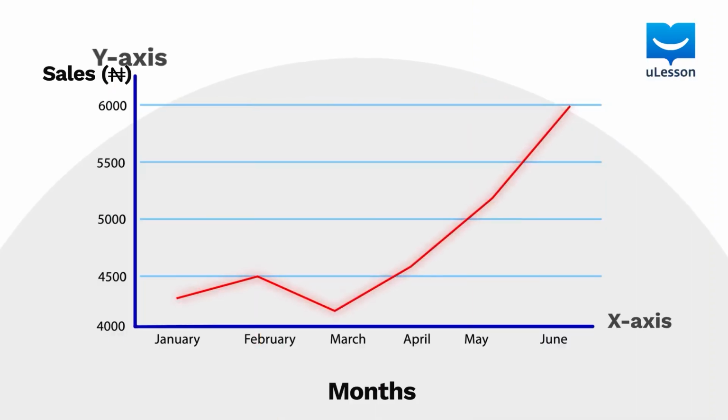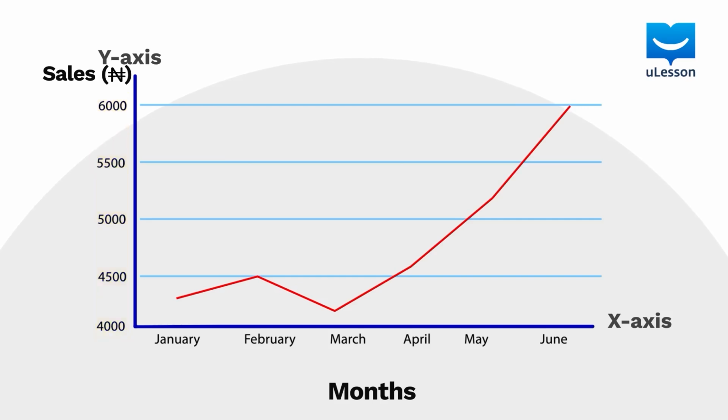Look at the axes, the horizontal x-axis and vertical y-axis lines. The x-axis represents the independent variable, usually time, while the y-axis shows the dependent variable, which can be anything from sales figures to temperature and population.